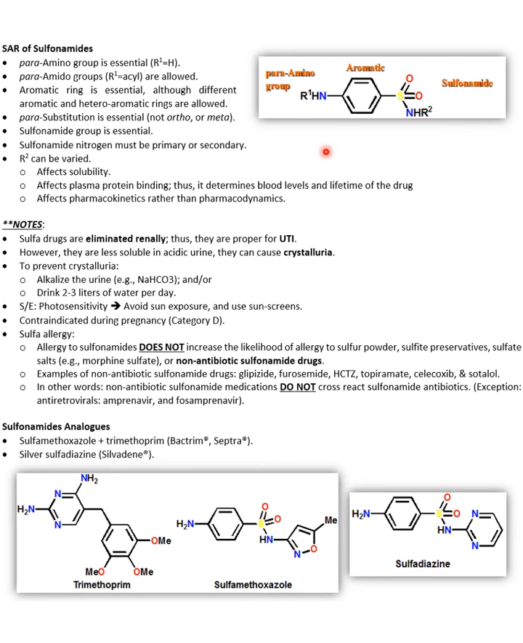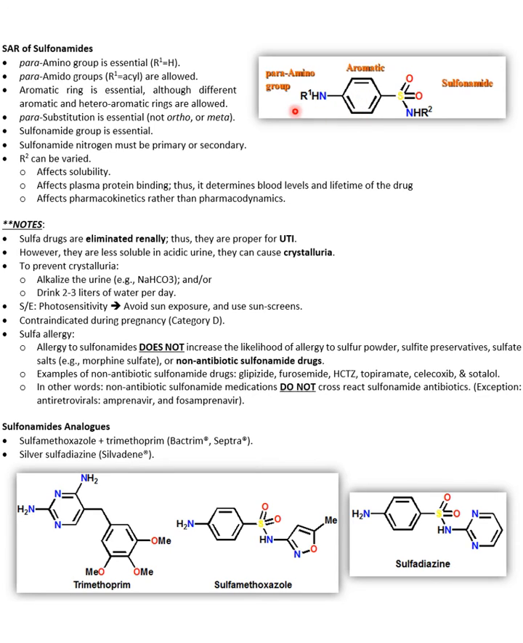So the aromatic ring is essential. We cannot replace it. I mean, we cannot get rid of it. We could probably replace it with something else that is an aromatic or heteroaromatic. That should be fine. But then we should have an aromatic or heteroaromatic ring, because as we have seen, they form the van der Waals interactions with the receptor.